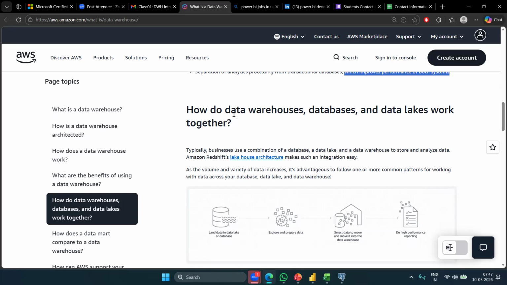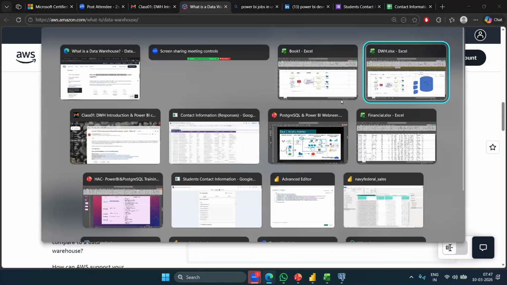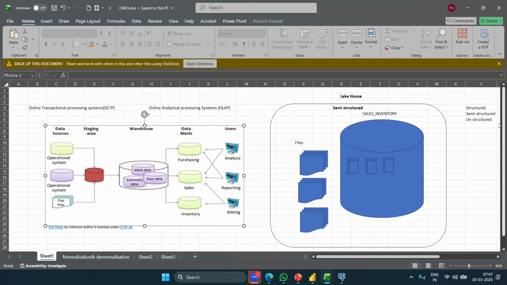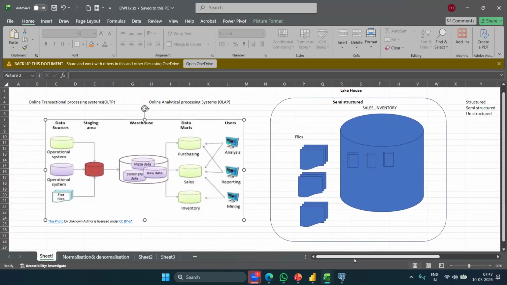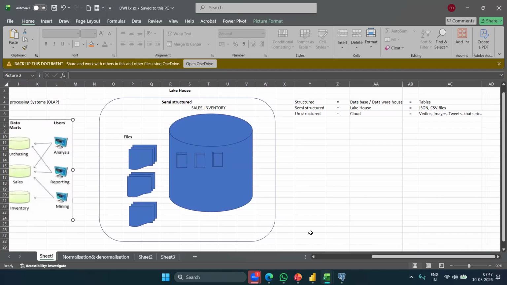Similarly, we have different terminologies, right? Data warehouse, database, data lakehouse. To simply give you these examples, I just want to show you this particular diagram. Okay, just for easy understanding that I have kept it.